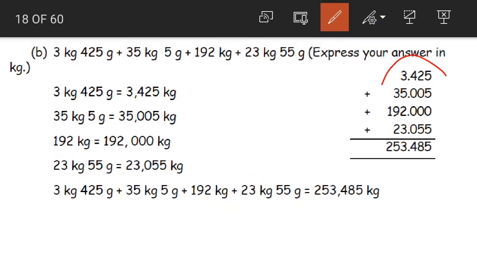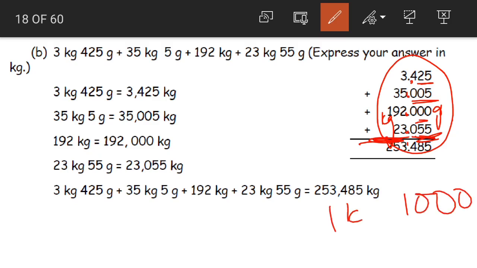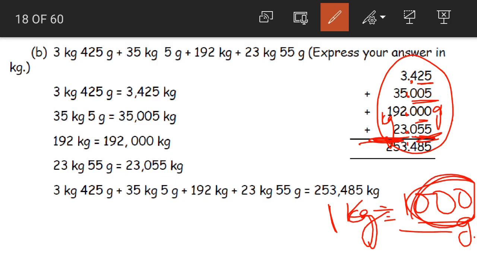If you look at this one here, the point separates the kilograms and grams. The numbers before the point are kilograms, after the point are grams. Now why are there 3 digits after every point? As we know, 1 kg is equal to 1000 grams. In 1000 we have 3 zeros. So we have 3 digits after the point.